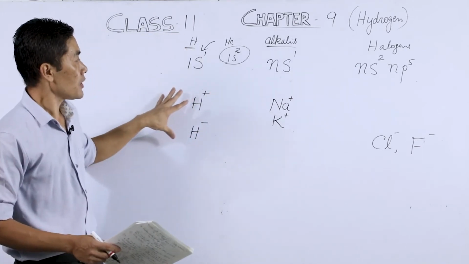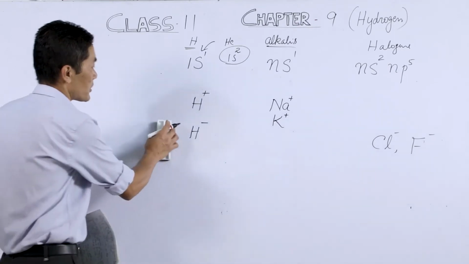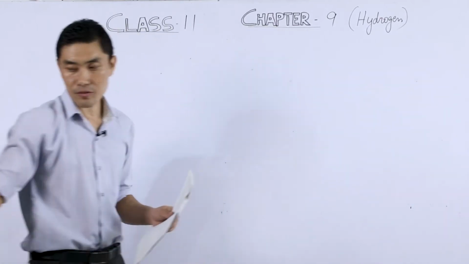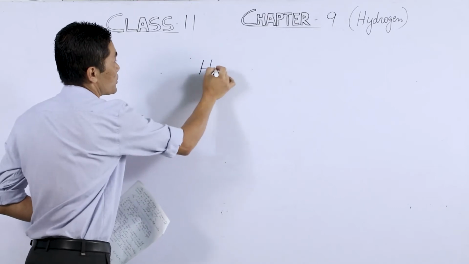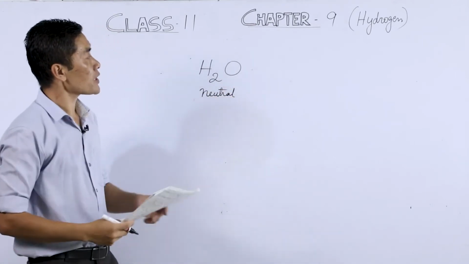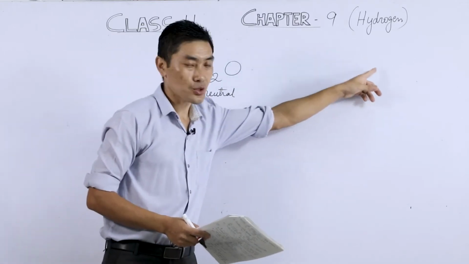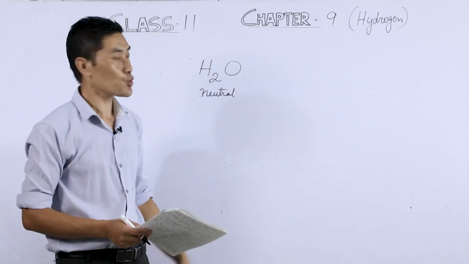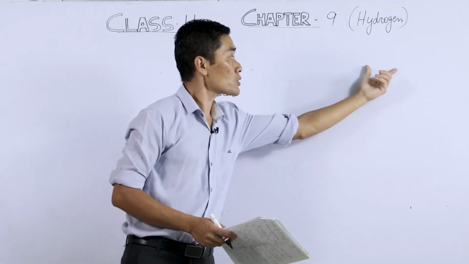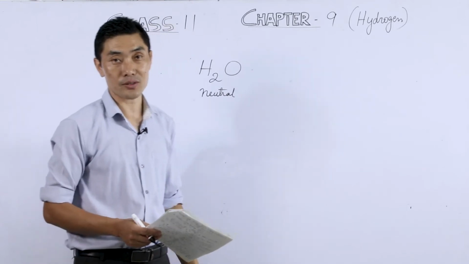So these are properties in which hydrogen resembles both alkalis as well as the halogens. But there are certain other properties where hydrogen differs from alkalis as well as the halogens. For example, the oxide of hydrogen, H2O, is neutral. But the oxides of the alkali metals are basic in nature. Oxides of the halogens, which are nonmetals, are usually acidic in nature. So hydrogen forms a neutral oxide, alkali metals form basic oxides, whereas halogens form acidic oxides. So in the formation of oxides, hydrogen differs from both alkalis as well as the halogens.